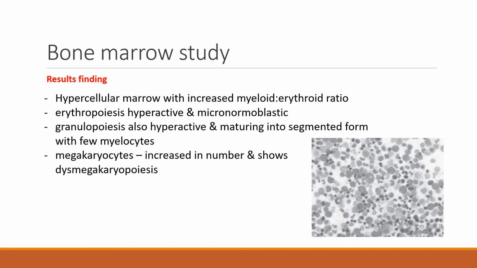Taking all the above parameters into account and in consultation with a hematologist, she underwent a bone marrow study. The results found that she had hypercellular marrow with an increased myeloid to erythroid ratio. The erythropoiesis was hyperactive and micronormoblastic. The granulopoiesis also showed hyperactivity, maturing into segmented forms with few myelocytes. The megakaryocytes also increased in number and showed megakaryopoiesis.